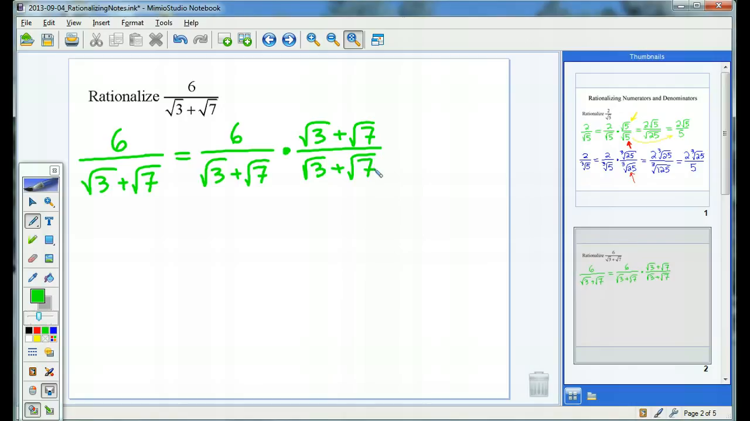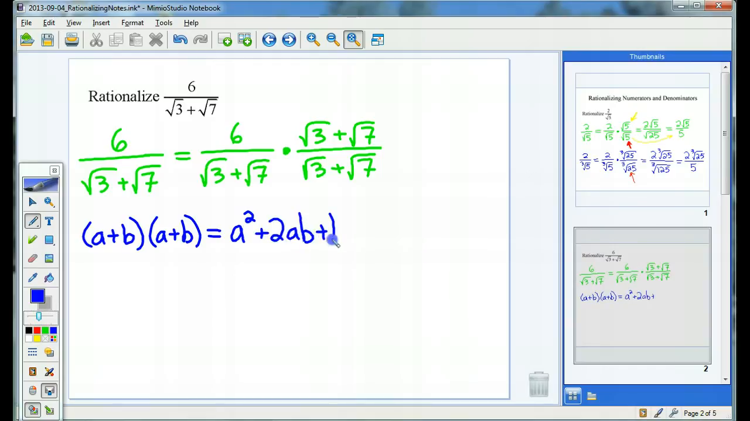However, if we think about the algebra that is going on here, what you have in that denominator is a binomial that looks like the form a plus b. So you're actually trying to multiply a plus b times a plus b. From algebra, we know that that would actually give us a squared plus 2ab plus b squared. We do not just square each term, there is that middle term.